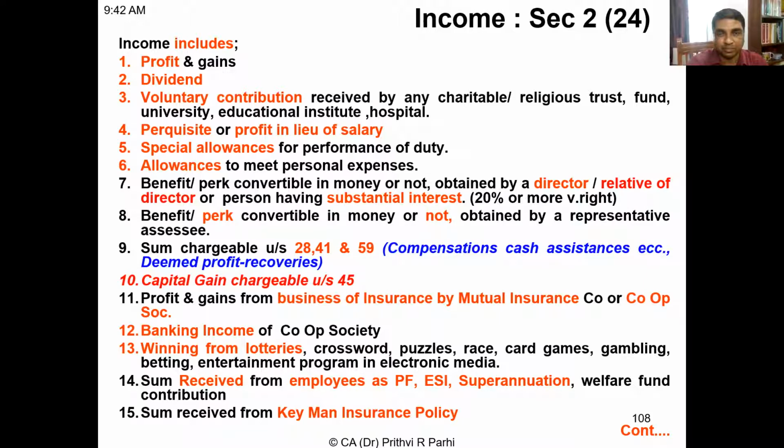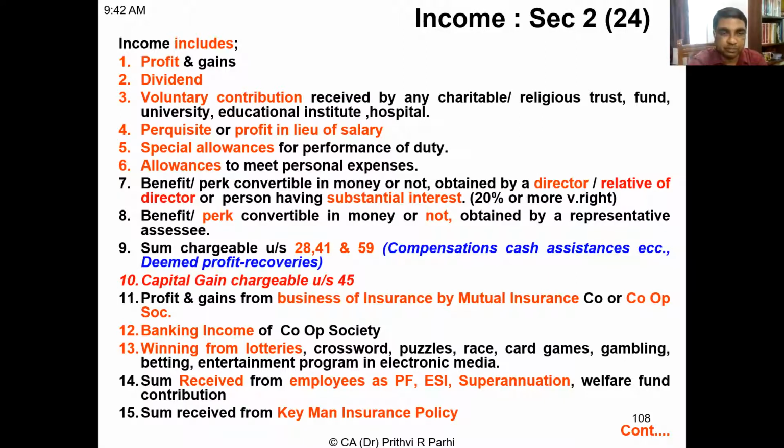Point 6. Allowances to meet personal expenses. Let us say some personal expenditures, but allowances are paid by the employer, something like the leave travel allowance. The employee is going on leave and traveling to some places, and some allowances are provided by the employer. They're also income, first of all. Taxable or not, certain exemptions are there, and at the appropriate time when we learn the salary chapter, we'll understand those things.